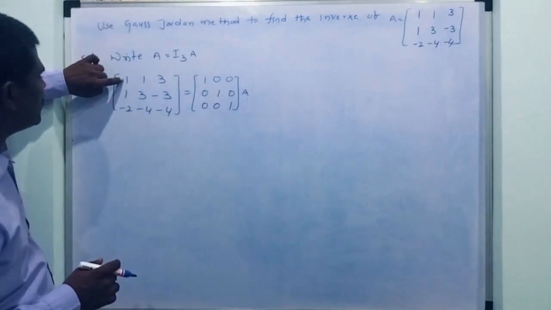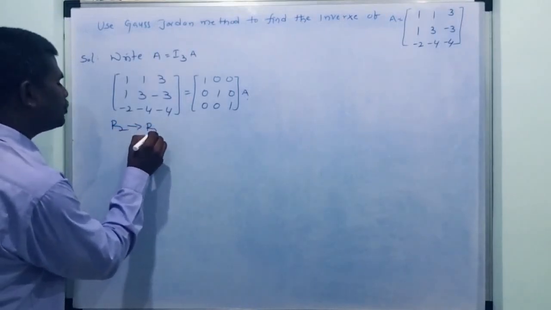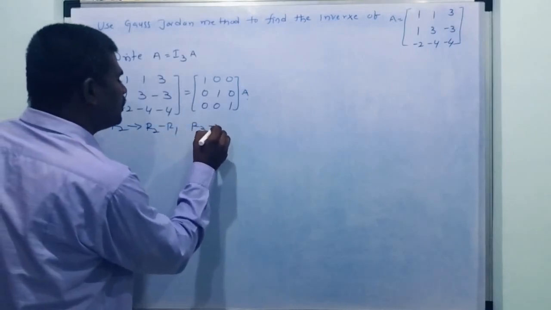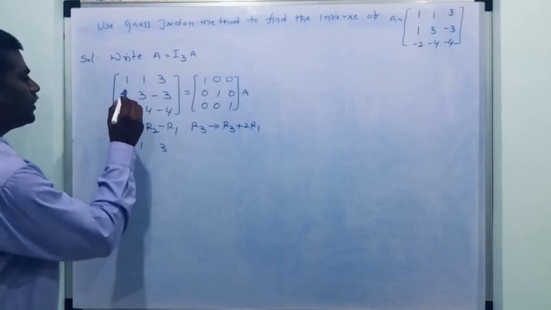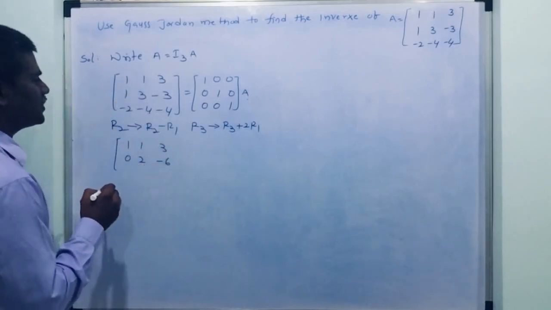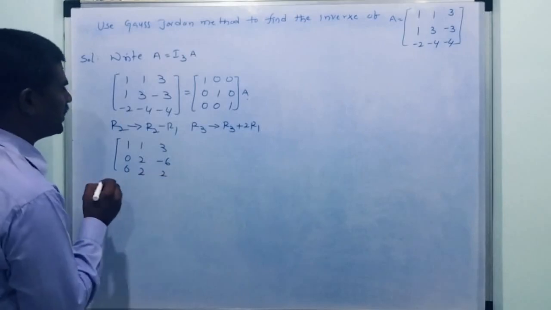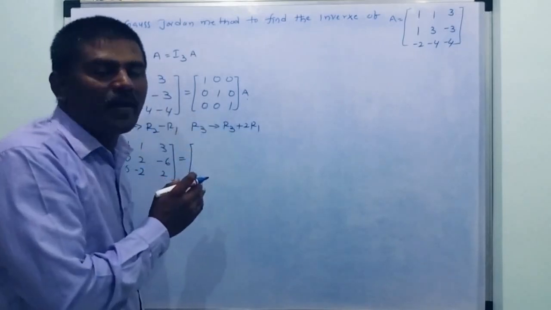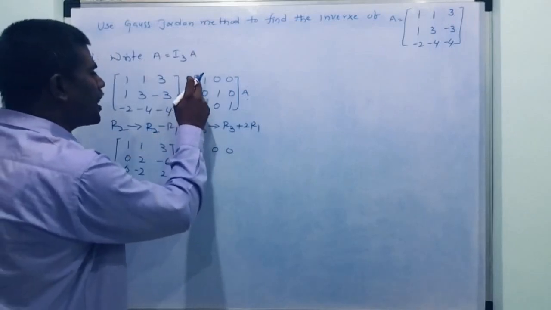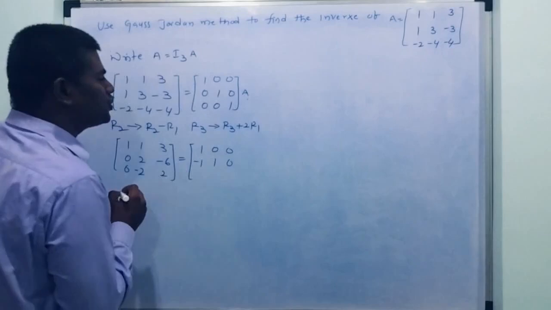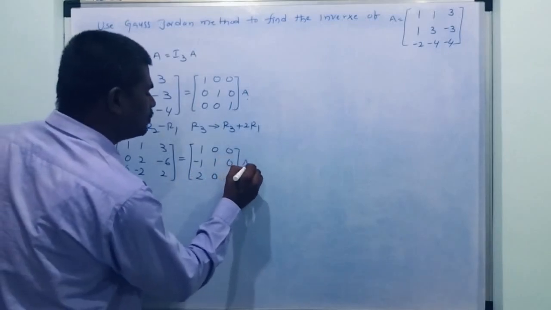Use this element and make these two elements 0. That means R2 tends to R2 minus R1, R3 tends to R3 plus 2R1. We get 1 1 3, 1 minus 1, 0, 3 minus 1, 2, minus 3 minus 3, minus 6, minus 2 plus 2, 0, 4 plus 2, 6... minus 4 plus 6, 2 again. The same row operations should be applied on the prefactor on the RHS, so there is no change in the first row: 1 0 0, R2 minus R1 gives minus 1 1 0, R3 plus 2R1 gives 2 0 1, into A.